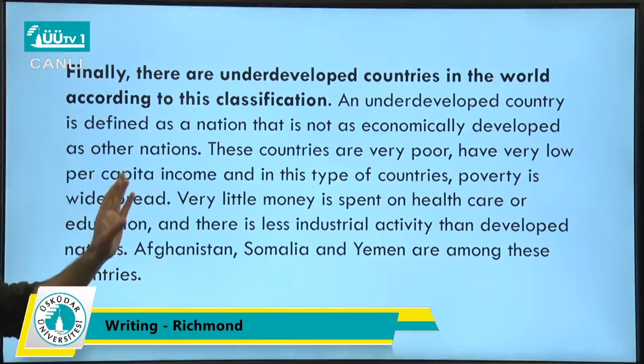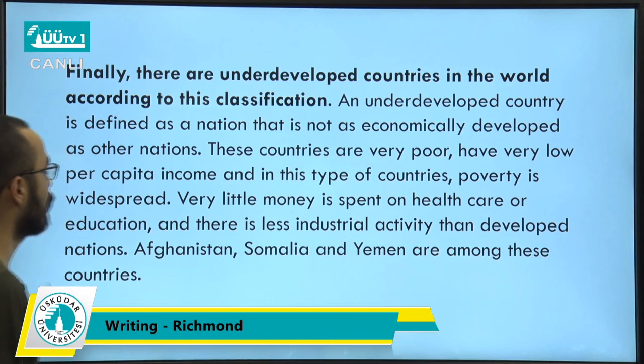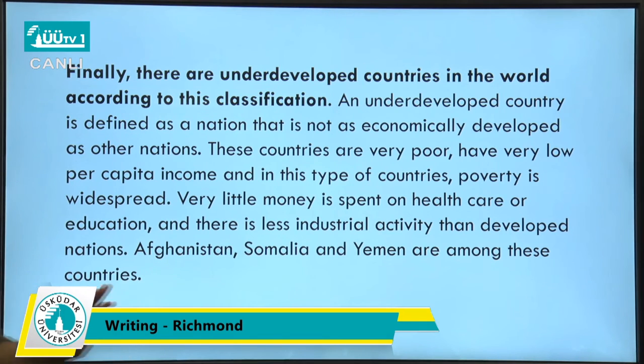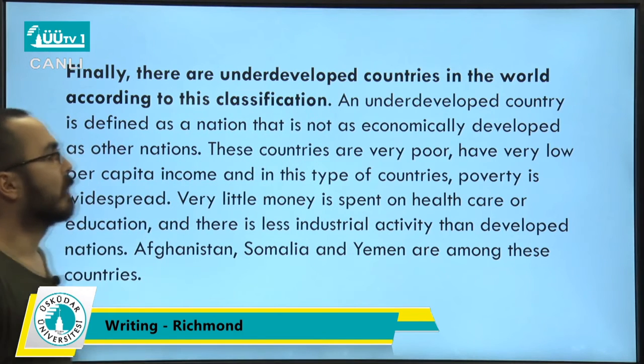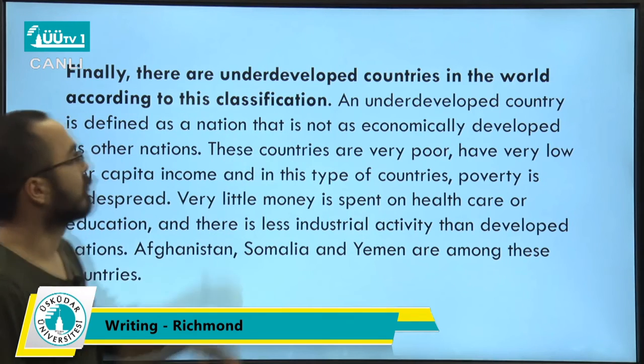Finally, right? Finally, there are underdeveloped countries in the world according to this classification, right? An underdeveloped country is defined as a nation that is not as economically developed as other nations. These countries are poor, have very low per capita income, and in this type of countries, poverty is widespread. Very little money is spent on healthcare or education, and there is less industrial activity than developed nations. Afghanistan, Somalia, and Yemen are among these countries. All right? So good. Again, it defined for us what this classification is about. An underdeveloped country is, right? Now, I have my definition actually.